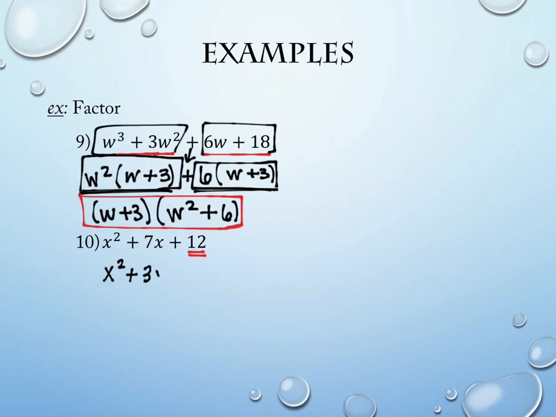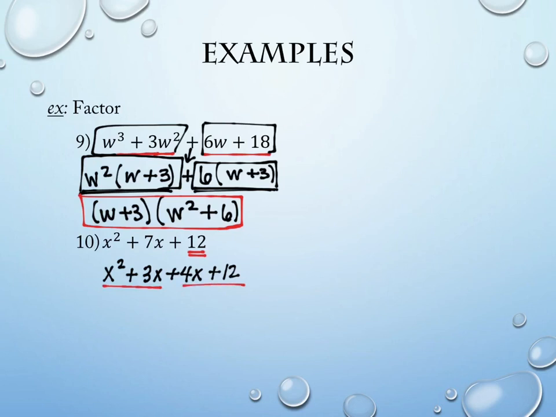It would be 3x and 4x. And if you put 4x and 3x, totally fine. Your work looks a little bit different in the middle, you'll get the same answer at the end. Now I have 4 terms. So the 4-term process is called factoring by grouping. So I took 2 terms at a time.